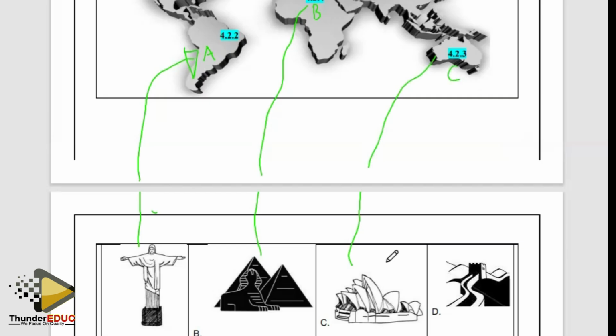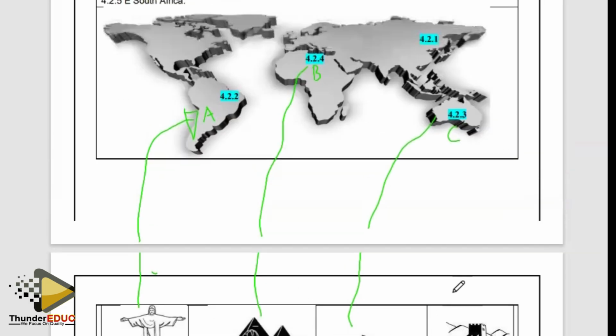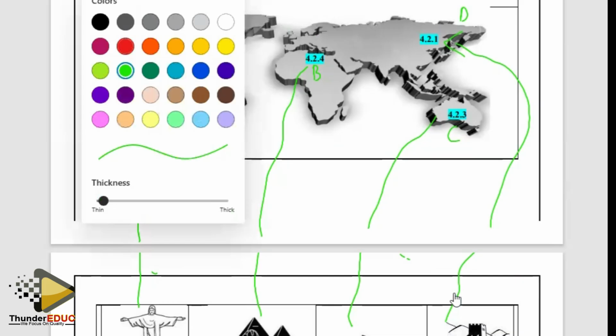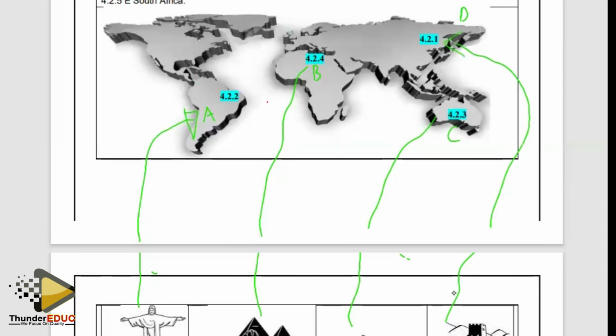Then the next one, moving on to D. D is the Great Wall of China. So the Great Wall of China is located in Asia. It is located in Asia, which is 4.2.1. So this is D. Then I'm also going to write their names on top of each and every place.